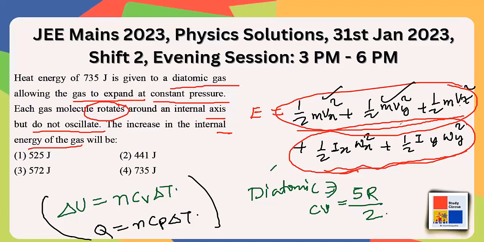There are 5 parts to the energy of a diatomic gas: 3 for translation, 2 for rotation. For a diatomic gas, CV is 5R upon 2. This is the introduction of the thing. Now let's come to the question, and what the question is really asking.